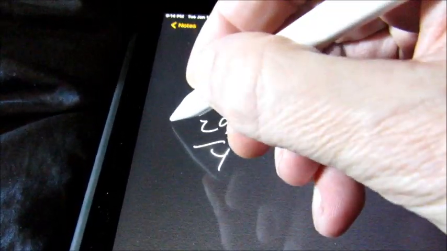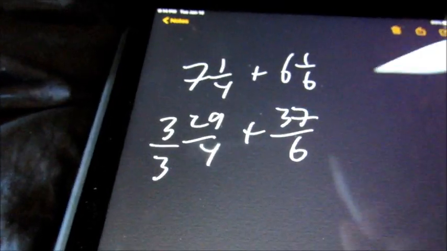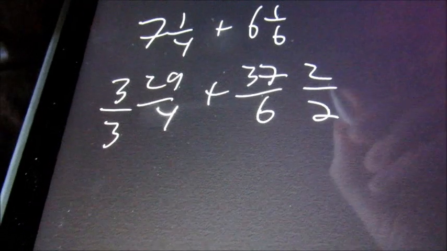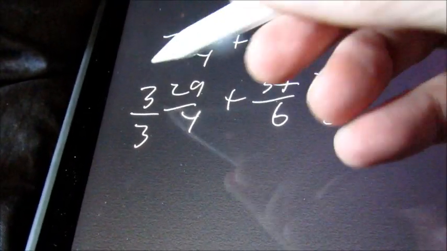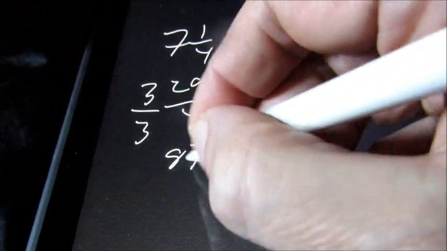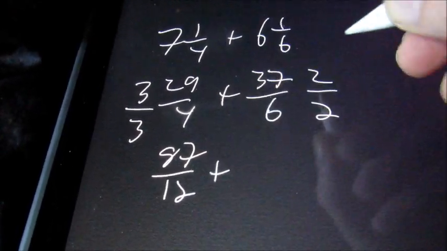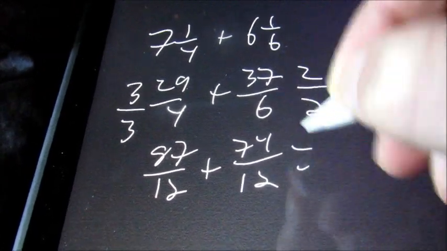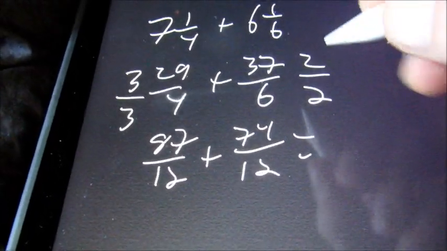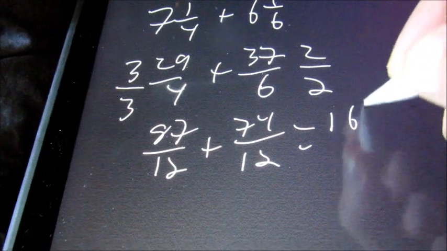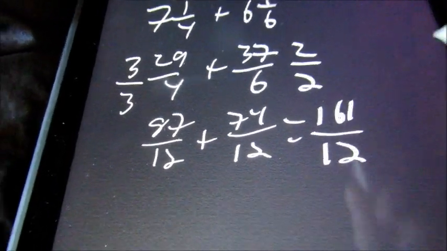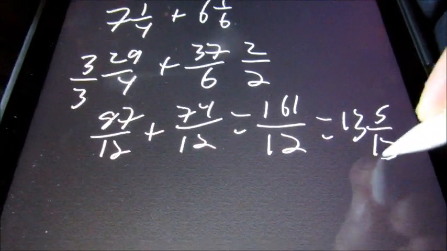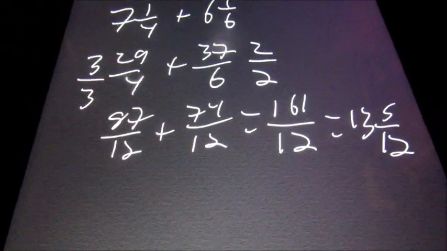4 will go into 12 3 times, so I have to multiply this by 3 over 3. 6 will go into 12 2 times, so multiply this by 2 over 2. 3 times 29 is 87, and it's over 12, plus 2 times 37 is 74, and that's over 12. Add the 87 and the 74 and get 161, and it's still over 12. When I divide this out, I'm going to get 13 and 5/12.